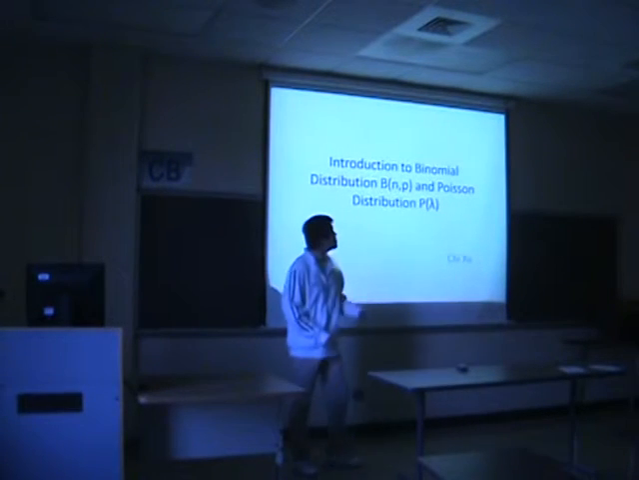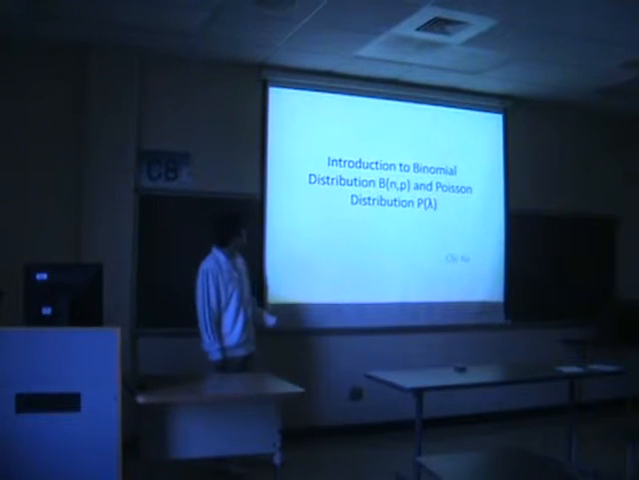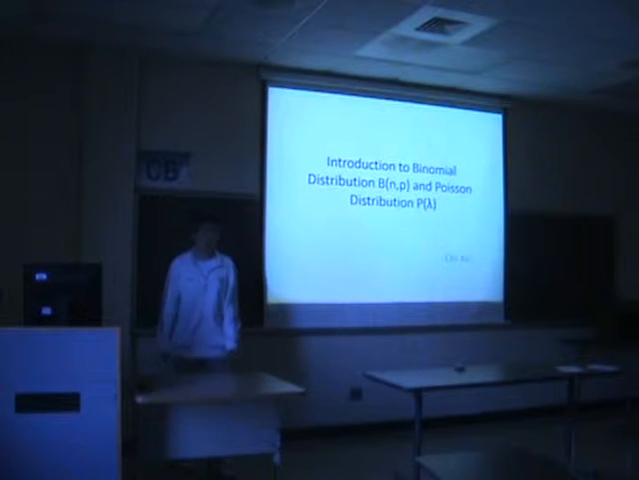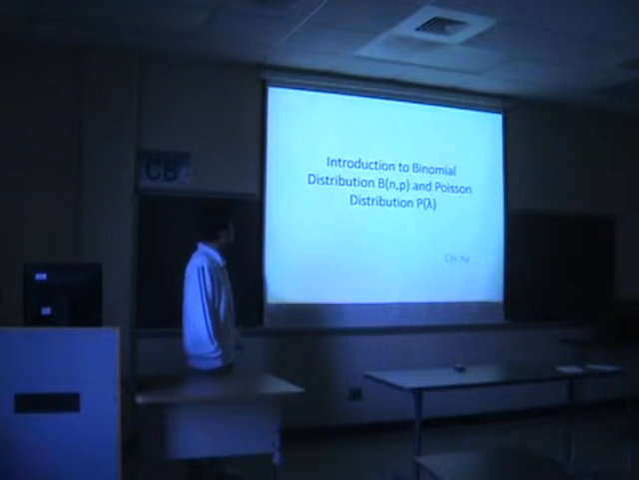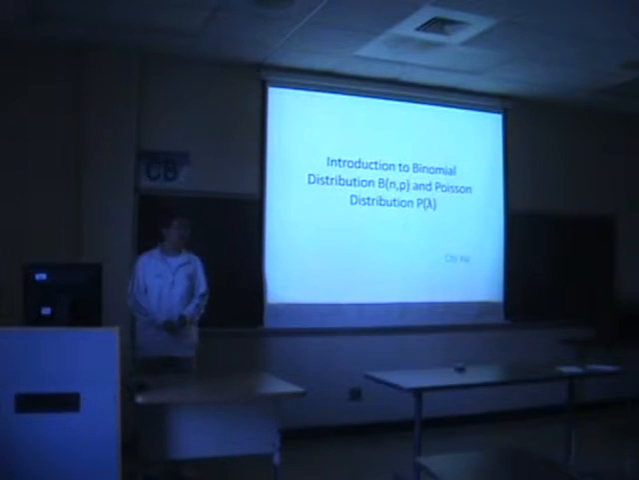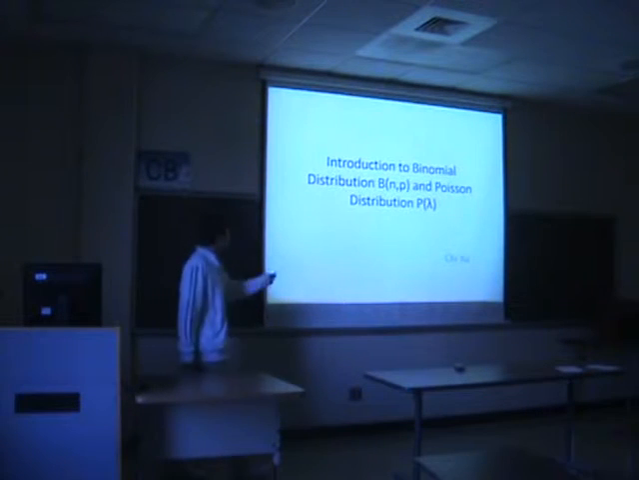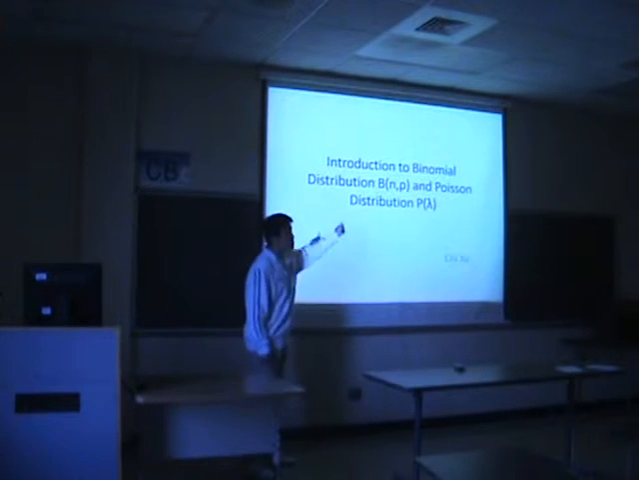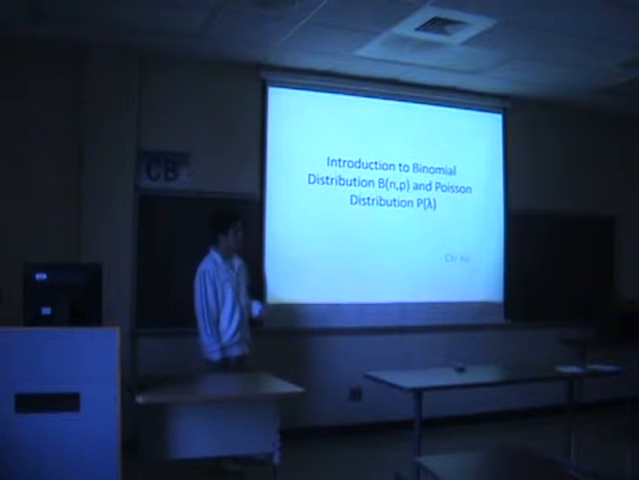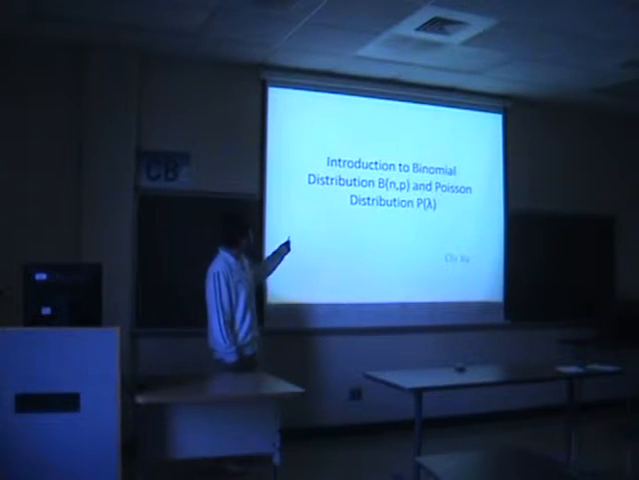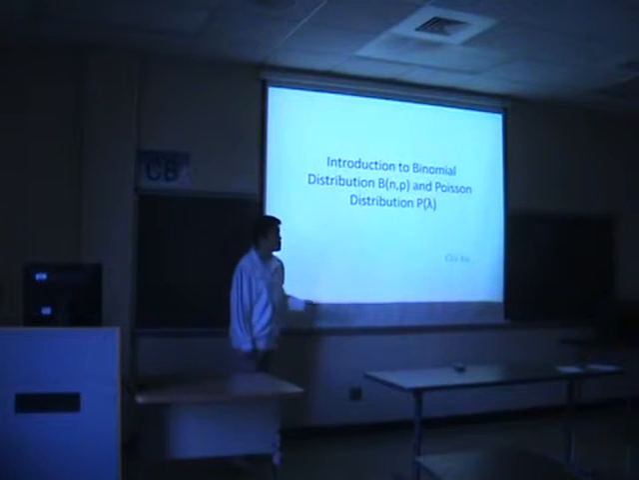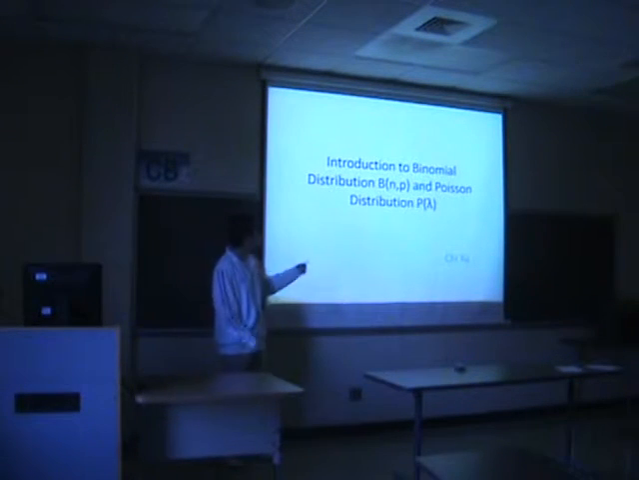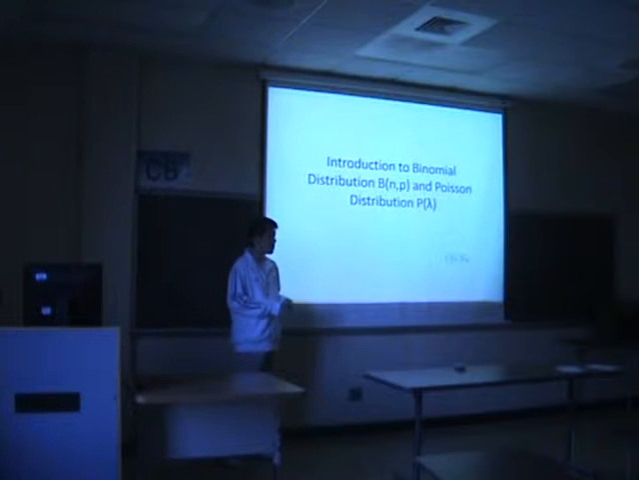My topic is the introduction to the binomial distribution and the Poisson distribution. They are two distributions of statistics. In the first part today, we will mainly talk about the binomial distribution, which is the first distribution, and some basic definitions based on this distribution. In the second part, we will find that the binomial distribution has some disadvantages, so we should use another distribution to approximate it, to make the calculation easier.